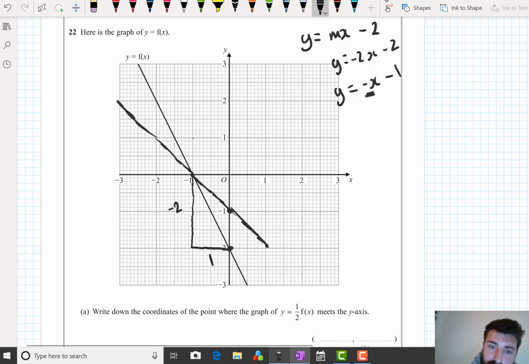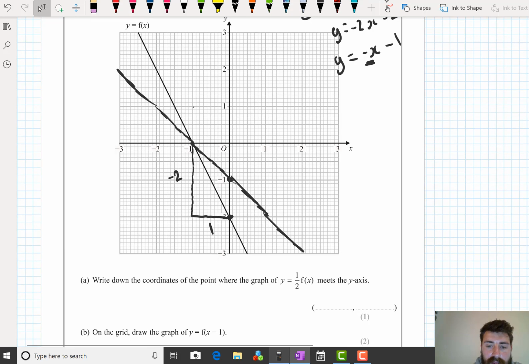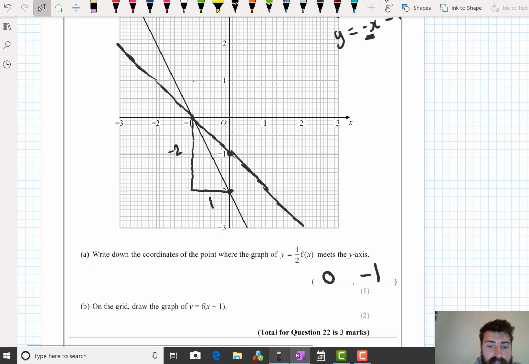What happens there then? Write down the coordinates where the point meets the y-axis. Well, x is 0, but it's gone up by 1. On the grid, draw the graph of y equals f of x minus 1. Well, you think here it's going to move left 1, but actually, in actual fact, it shifts across 1 to the right.